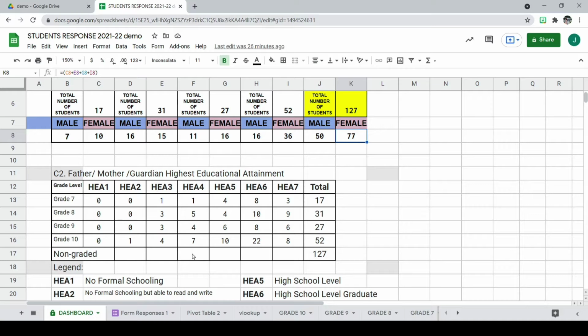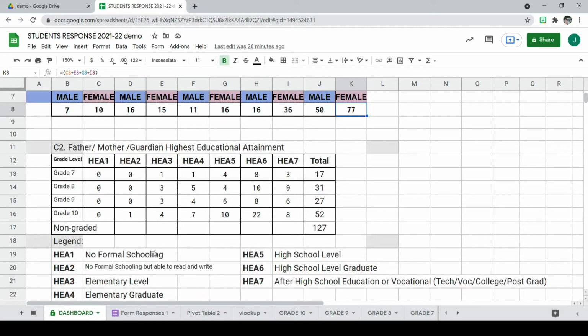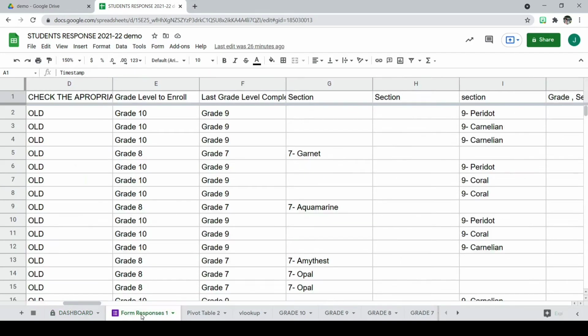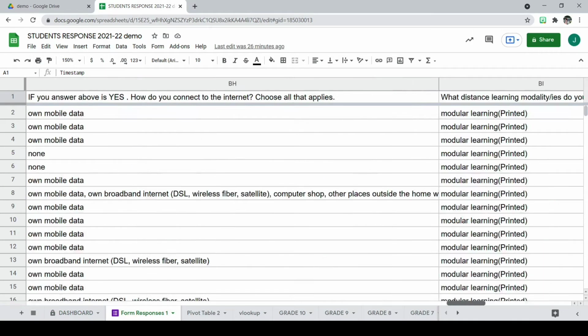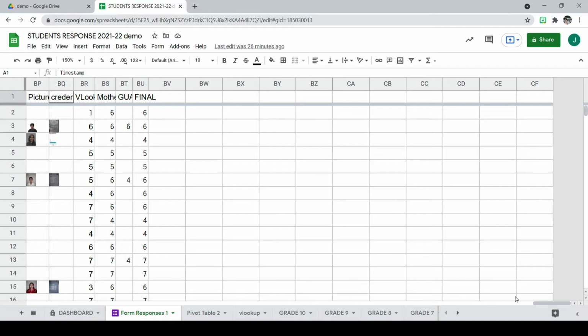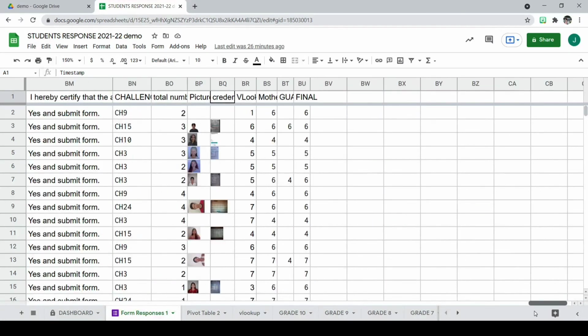What I did here first was in the form responses. I should hide this one. Okay, so in the form responses, here is the VLOOKUP. I will delete this. Sorry guys. Okay, so we have here the VLOOKUP for father, then mother, then guardian.